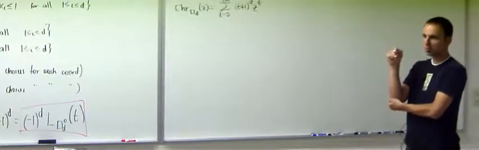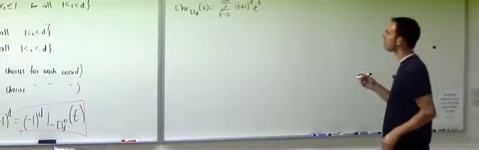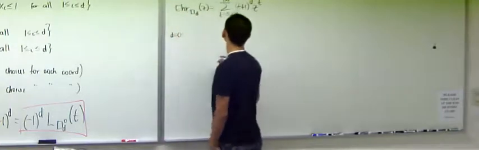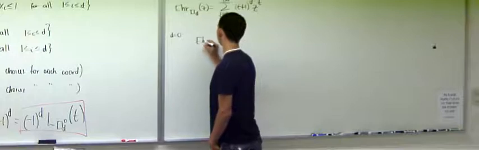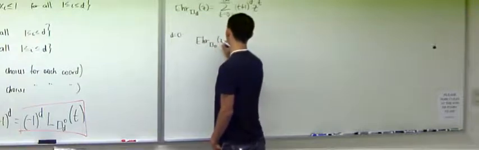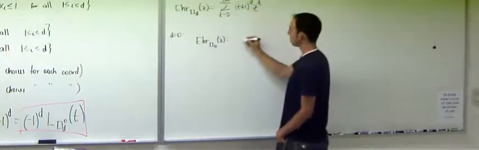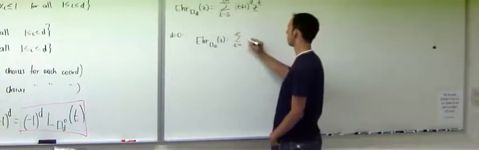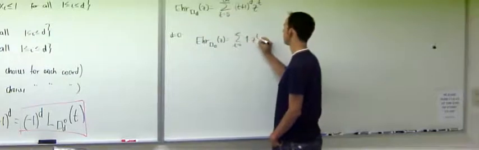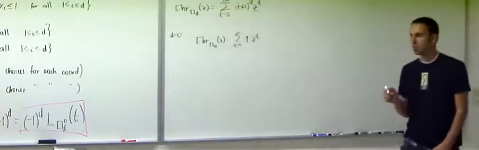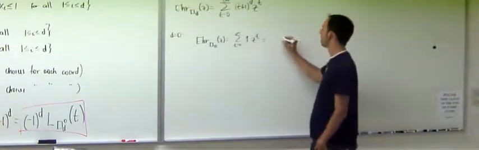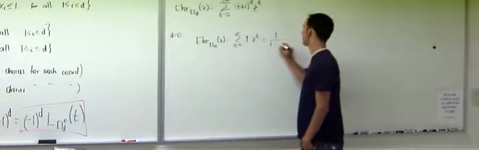Let's compute some values, and then maybe we'll see what happens. Okay. So for d equals 0, what are we saying? When d equals 0, I just get the sum from t equals 0 to infinity of t plus 1 to the 0, which is 1, times z to the t. Okay. So you guys know how to compute this one, right? That's the geometric series, and that is 1 over 1 minus z.